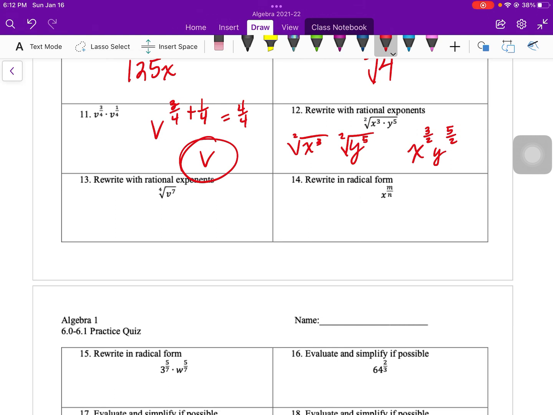Number 13, same thing. We're not evaluating, just rewriting this with a rational exponent. So v to the 7/4 is how that one's going to look, power over the root.